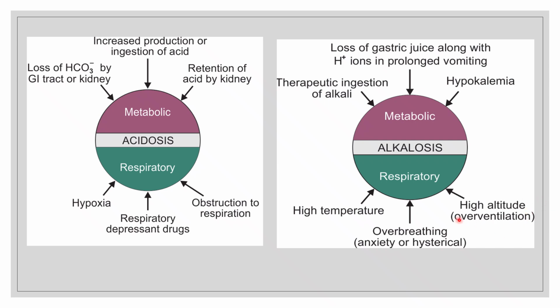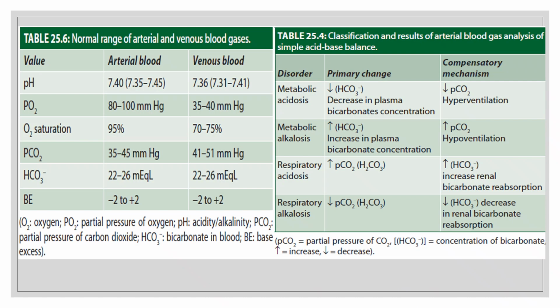So due to the overventilation, the state is respiratory alkalosis. Now this table shows the normal range of arterial and venous blood gases, because ABG analysis is one of the important handy tools in order to diagnose the state of metabolic or respiratory acidosis or alkalosis.